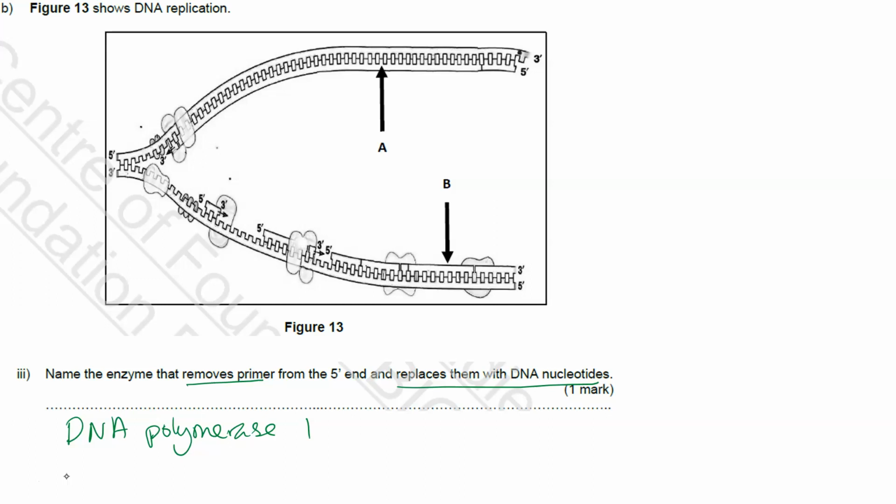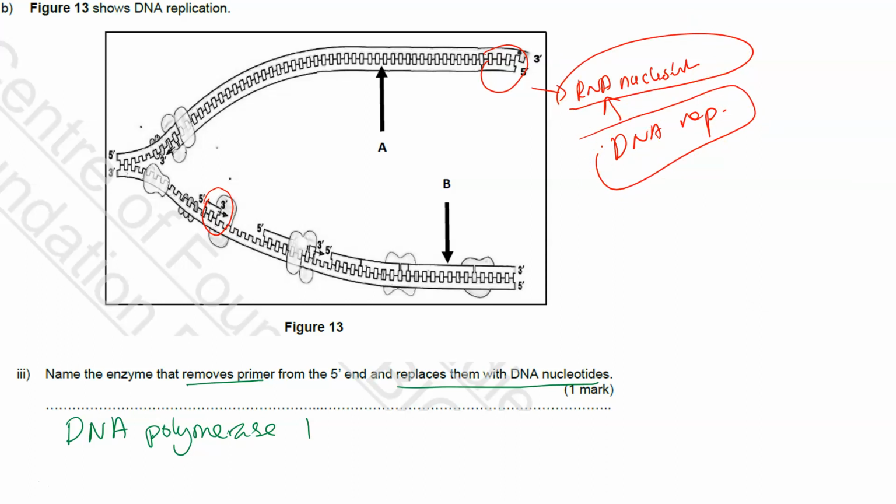Alright, so question number 3, the next question. Name the enzyme that removes primer from the 5' end and replaces them with DNA nucleotides. The answer would be DNA polymerase 1. This is easy. In the synthesis of the leading strand or lagging strand, the primers are made up of RNA nucleotides. Because this process involves DNA replication, you do not want RNA nucleotides in your DNA. So the RNA nucleotides have to be removed because the structure is different.